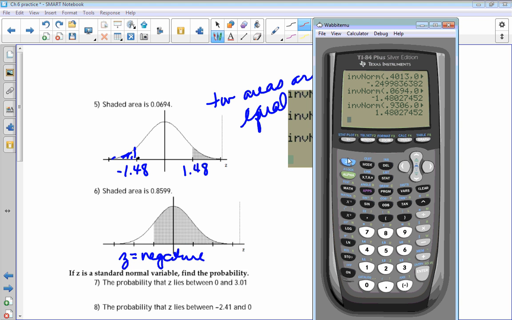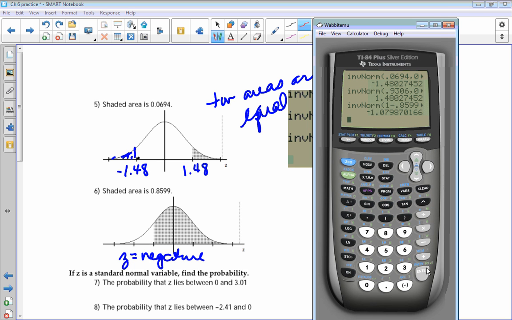So I'm going to do second distribution, cursor down to inverse normal, because again, I have my area and I want my z. So now I can take 1 minus 0.8599. I'm not sure, maybe even the calculator will do it for you. 1 minus, let's try it, 0.8599, and leaving mu and standard deviation there.